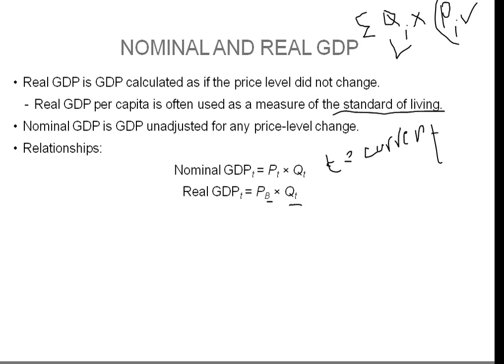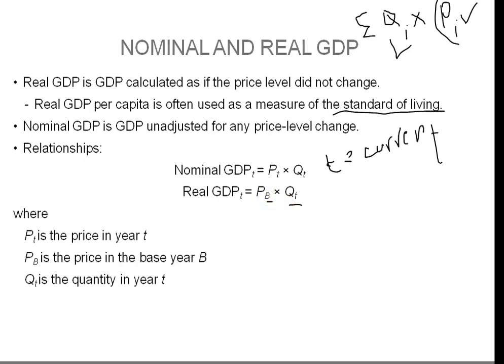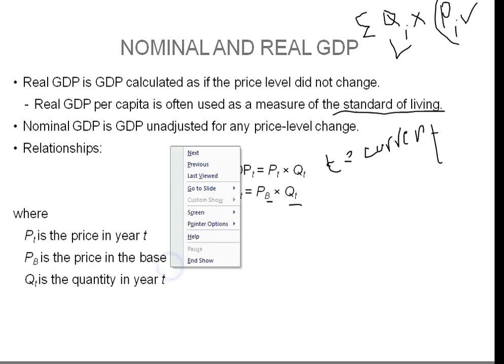Basically that is adjusted by the statisticians, where here we can explain it. Pt is the price in year t, Pb is the price in the base year, Qt is the quantity in year t.